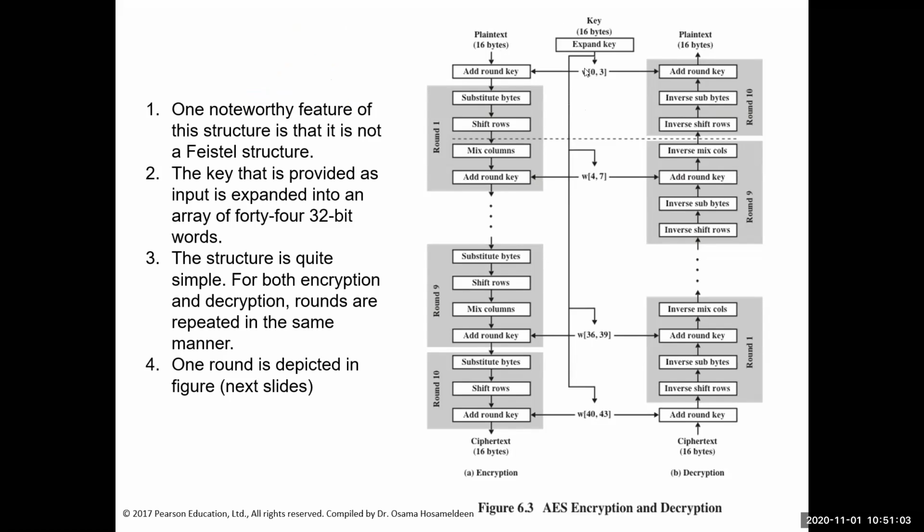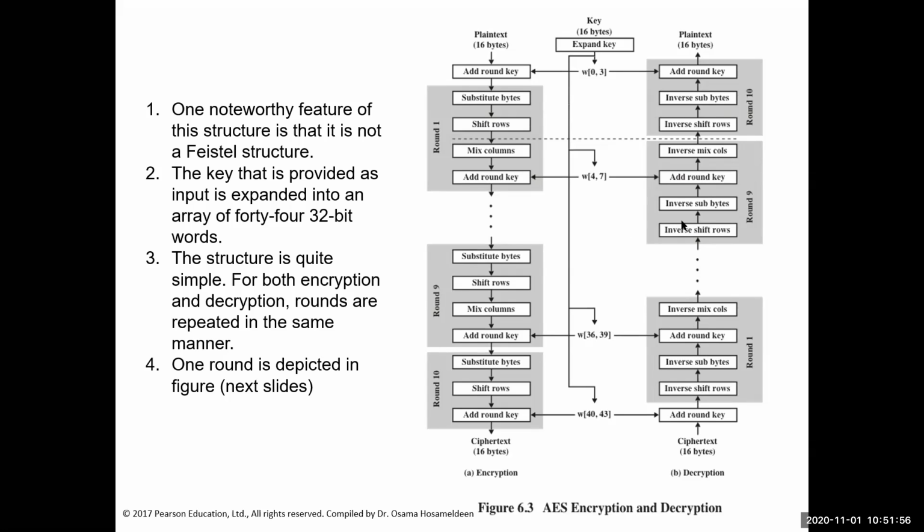And for the key here, we have a key of 16 bytes. These 16 bytes are extended to 44 32-bit words. So one key of 16 bytes is extended to 44 keys. And the structure is quite simple. As we said before, we have rounds, round one, round two, and they are similar. And also for the inverse, the inverse way around has the same round internal structure.